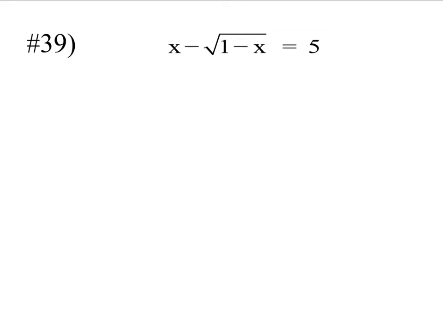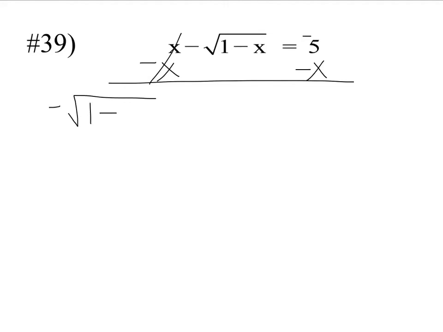The next one says x minus the square root of 1 minus x is equal to negative 5. In order to do this, remember I have to isolate my radical on one side. So I'm going to need to subtract x from both sides. That's going to leave me negative square root of 1 minus x is equal to negative 5 minus x. I'm going to divide by negative 1 on both sides, which is going to cancel the negative out in front of this radical so I don't get confused.